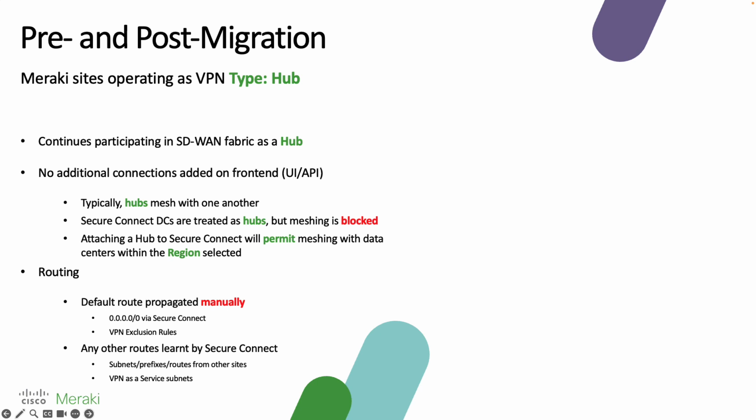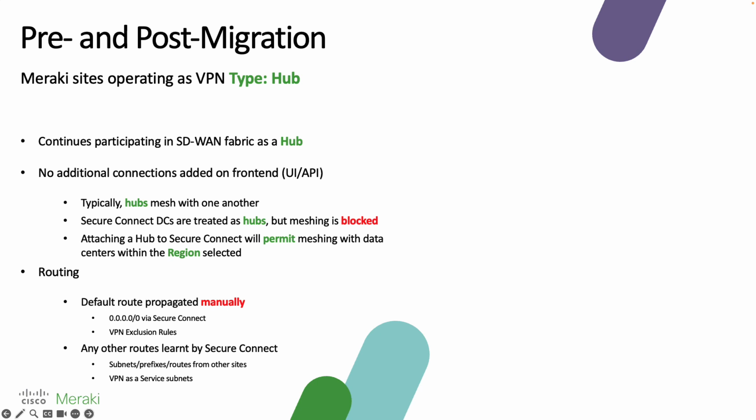This is because Meraki hubs typically mesh with one another to distribute routes. The Secure Connect data centers, while they are treated as hubs, have meshing blocked by default. When you attach a site to a region, the hub will be permitted to mesh with the data centers from the region that you've selected.